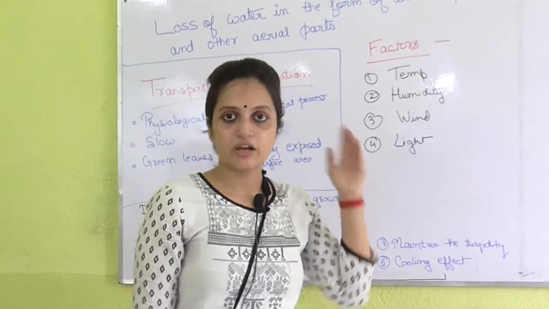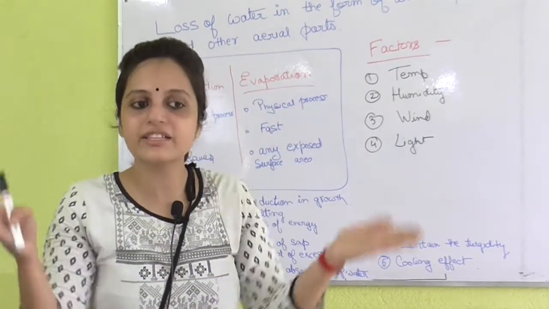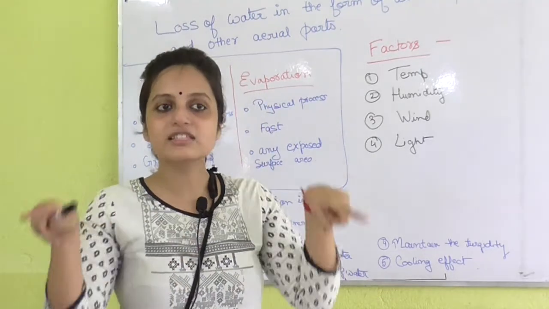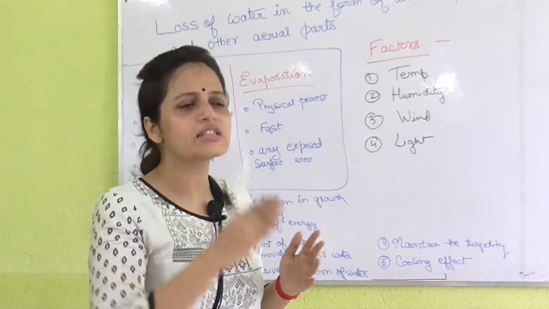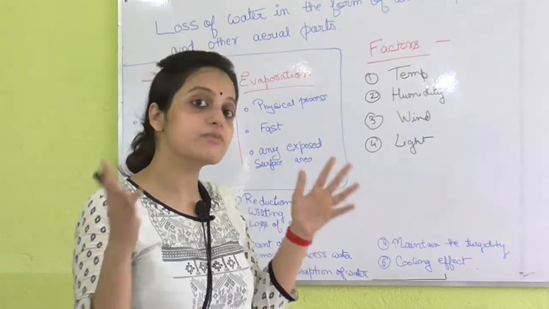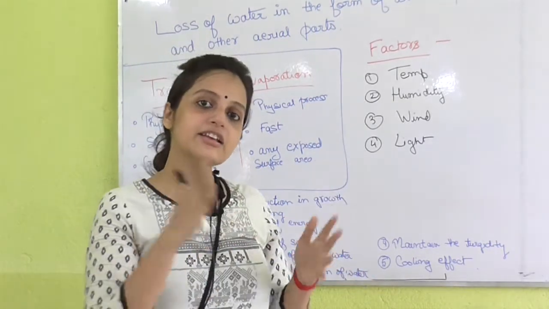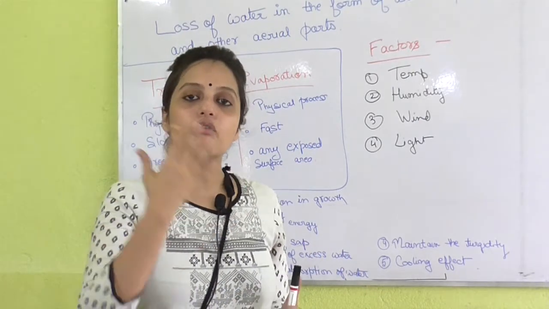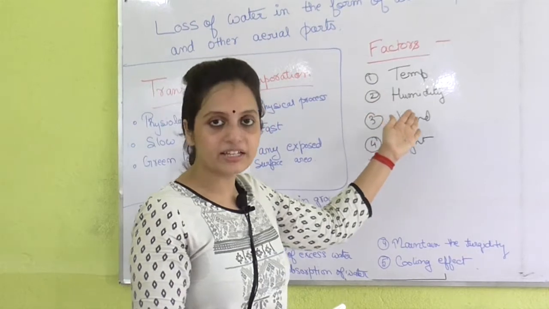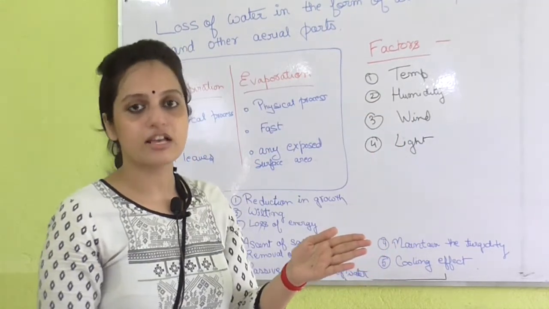Next one is humidity. The more humid the air is, the less transpiration will occur. You will see in the rainy season, the transpiration rate is very much lower, because in the rainy season a lot of water vapor is present in the air. So that is the reason why the plant cannot give out water vapor from its own body. So the more the humidity, the lower the rate of transpiration.